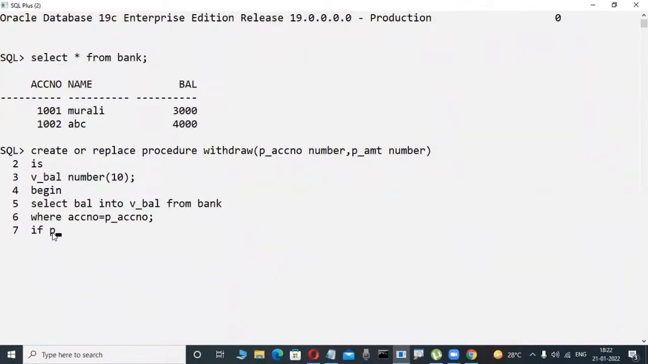That is an amount only. Suppose here that amount, observe logically, not the coding. Here that amount is less than the available balance. And now, for the available balance, I want to affect that in the database. Update table name, set balance equal to balance minus p_amount, where something is there.